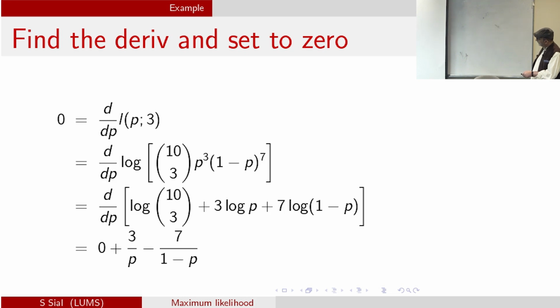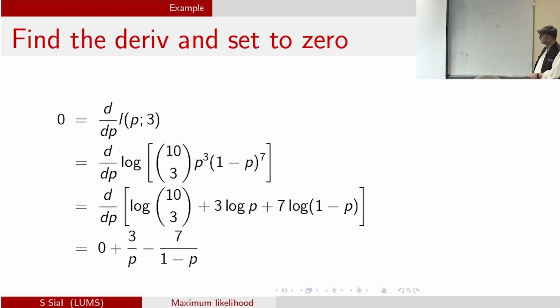Okay, now notice that this part here, so here's the benefit of taking the logarithm. This part here is a constant, right? So that just drops out. See, all these terms become very simple because we're taking the logarithm, right? So derivative of 3 log p with respect to p is 3 over p, and derivative of 7 log of 1 minus p is 7 over 1 minus p times minus 1. So there you go.